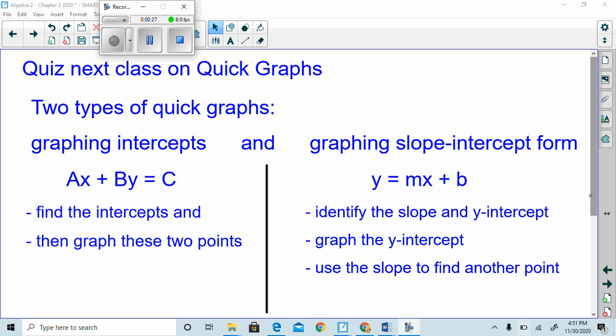When I'm looking at graphing the intercepts, I'm starting off with standard form, ax plus by equals c. And I'll find each of the intercepts by setting the opposite variable to 0, and then I'll graph those 2 points. When I'm using the slope-intercept form of a line, I need to identify the slope and y-intercept, which sometimes means we have to put it into that proper form first. Then we'll graph the y-intercept, that point on the y-axis, and then we'll start from that point and find at least one additional point using the slope. Let's practice.